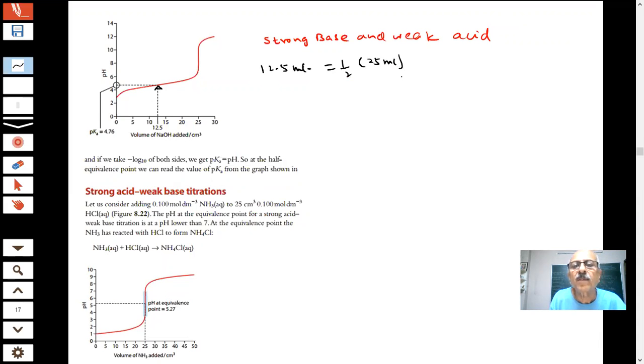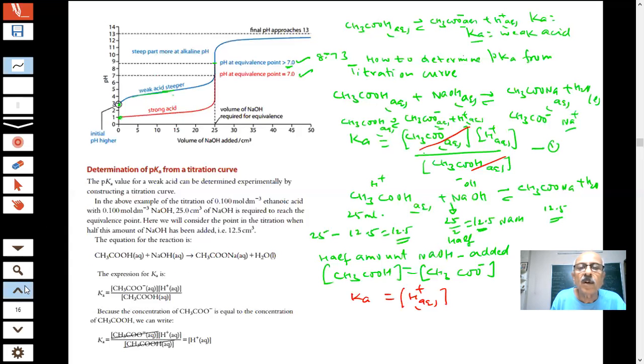At this point, what is the formula you are getting? You are getting Ka is equal to H plus. Tell me what I derived. What is this? Ka is equal to H plus, correct? Here we have shown the same thing. Ka is equal to H plus at half the concentration of NaOH added. Then what is the result?